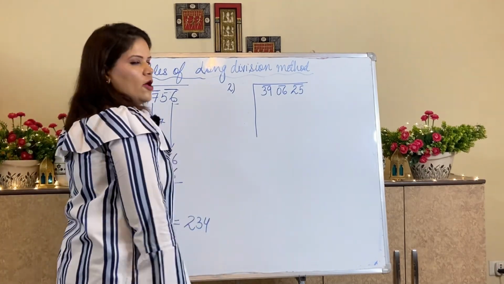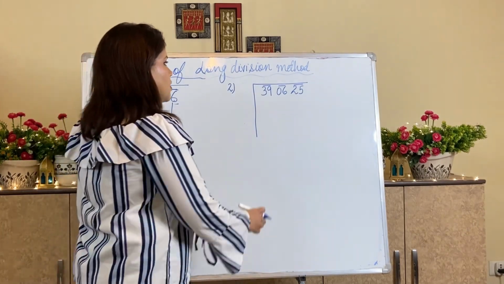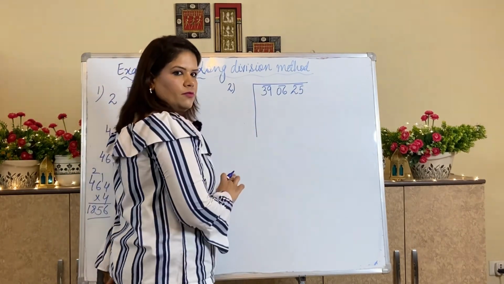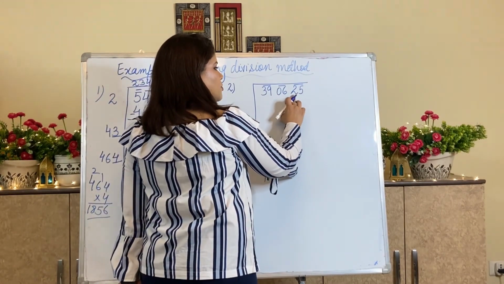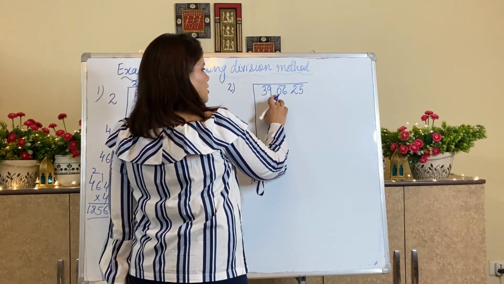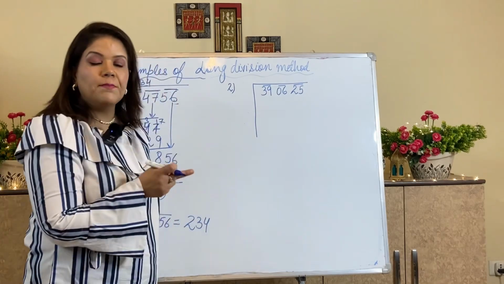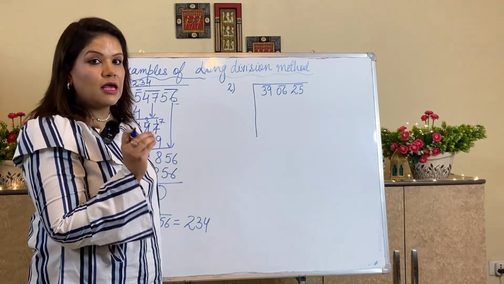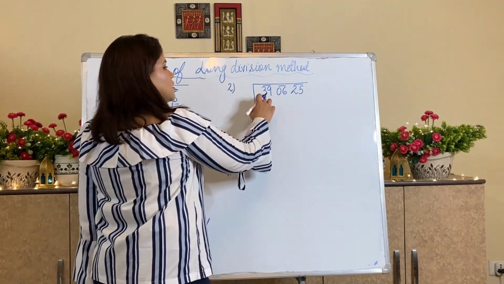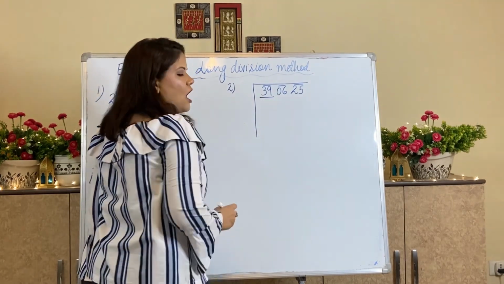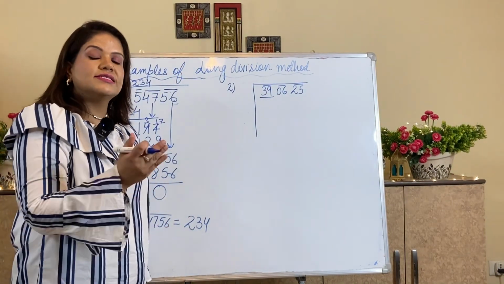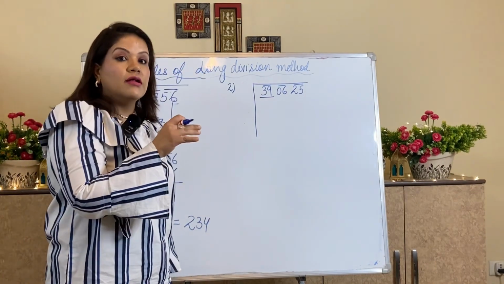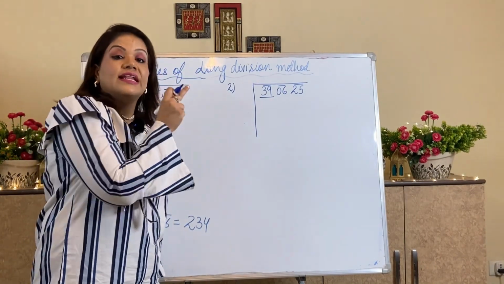Now let me try the next question. I have this number which is a 6-digit number. I have made periods in pairs: first period, second period, third period. You will put a bar on them by taking pairs of digits. Now 39 is my first period. I will look for the largest perfect square which is less than this number.